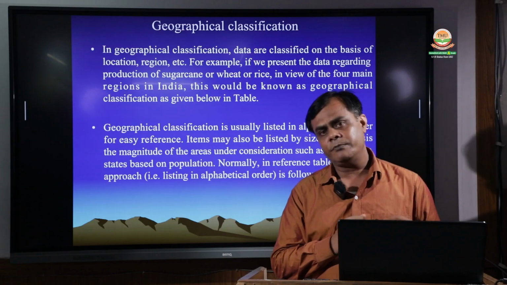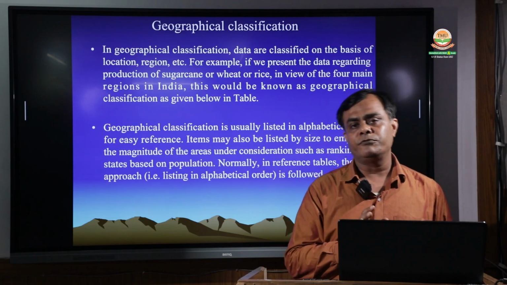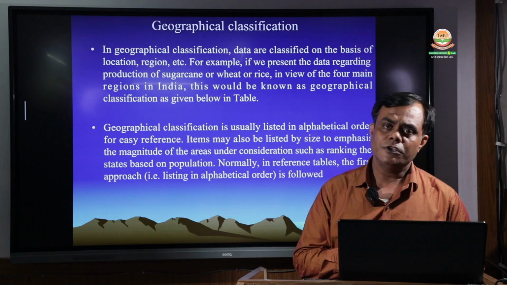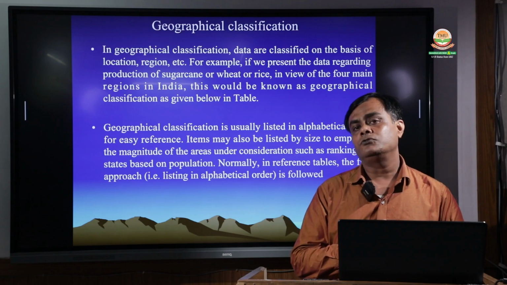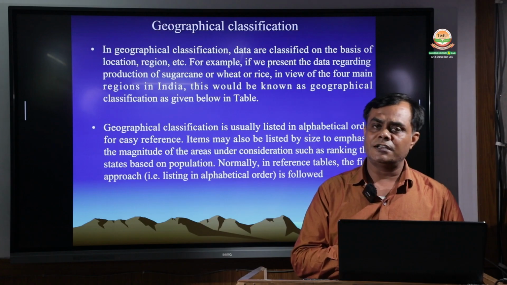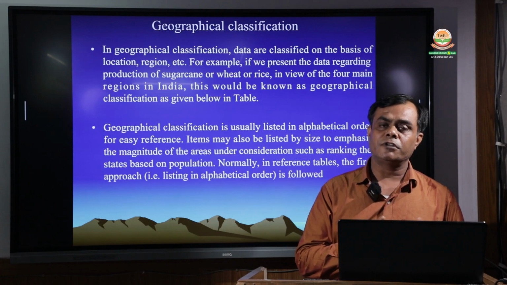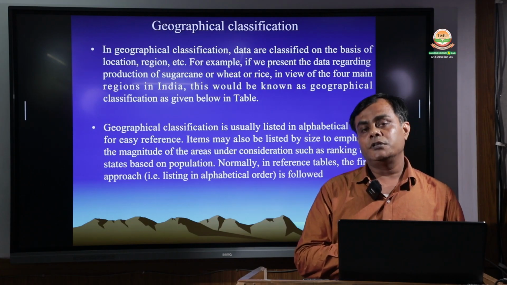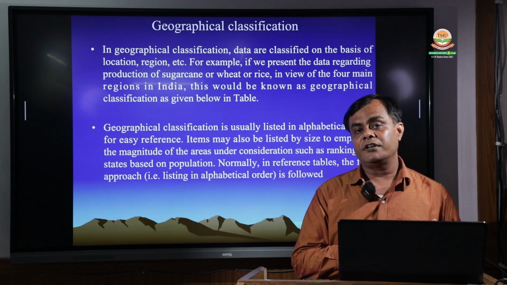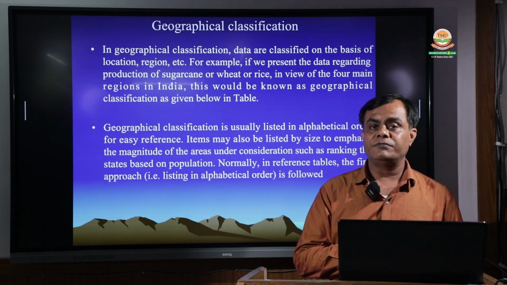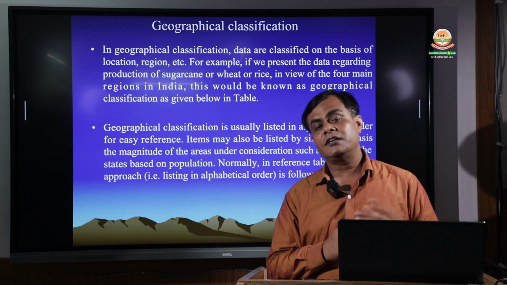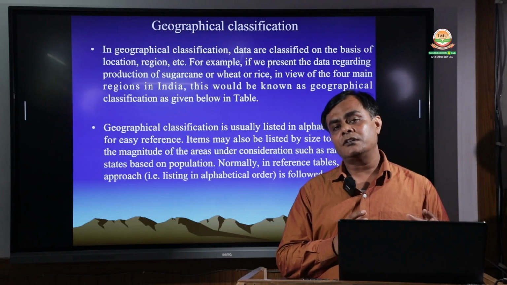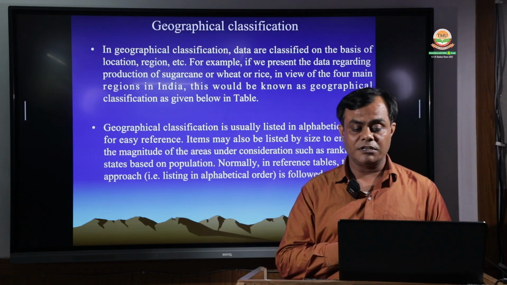I am repeating this so that there is no confusion related to geographical classification. You have to focus on this: if data is classified according to geography, that is called geographical classification. If we are working for the entire nation, the data is classified on nation-wide data, then on different state data, on different district data, on different block data, on different village data. These classifications come under geographical classification.